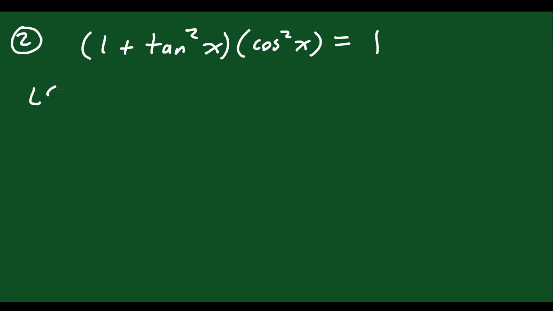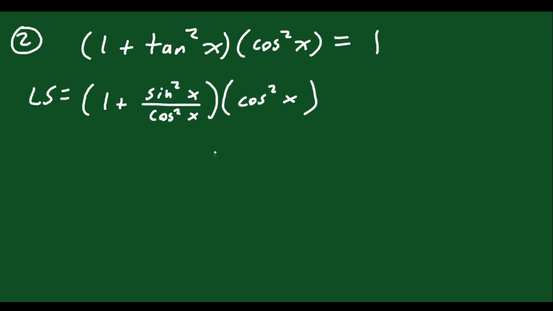Let's say I have 1 plus tan squared x, times cos squared x, is equal to 1. So again, the right-hand side's already pretty simple. Let's work on the left. So the left side equals, and what can we do? Well, first I'm going to change that tan squared. I'm going to make it sine squared x over cos squared x. I like everything written in terms of sine and cos, and it's multiplied by cos squared x.